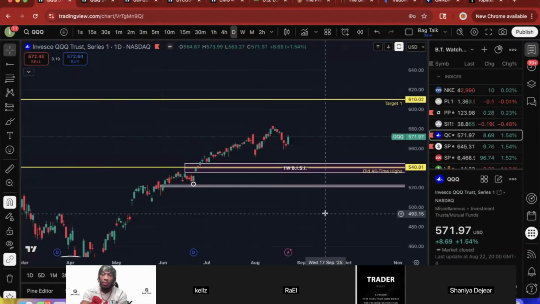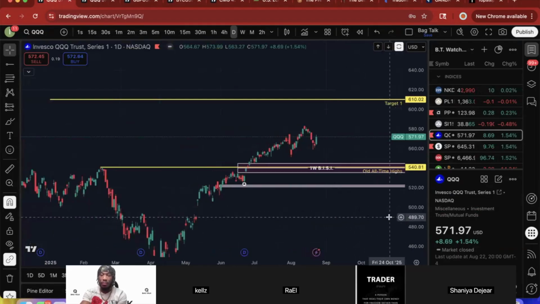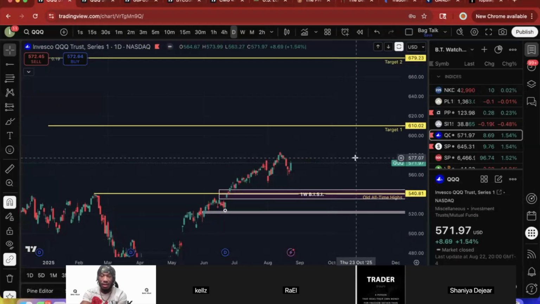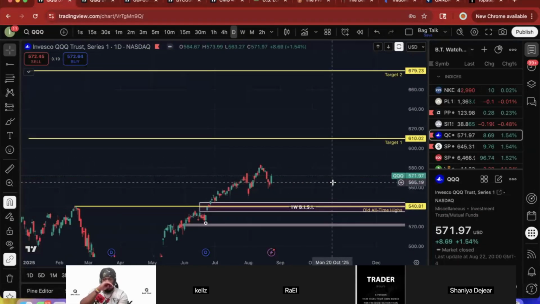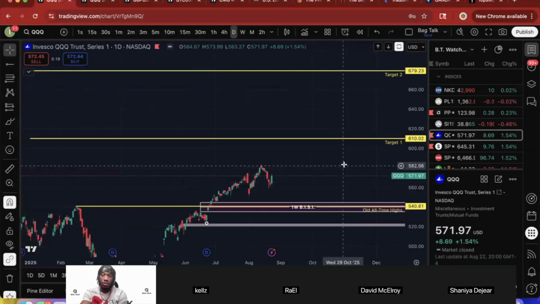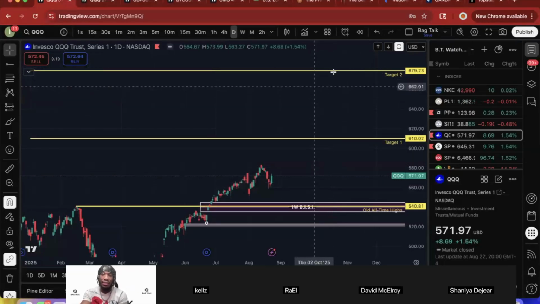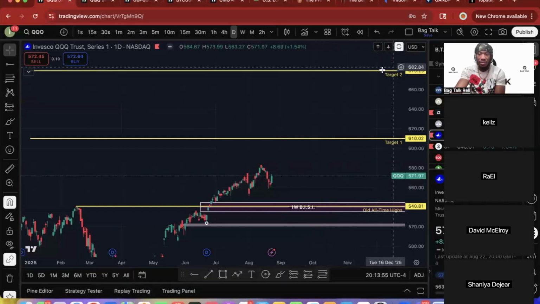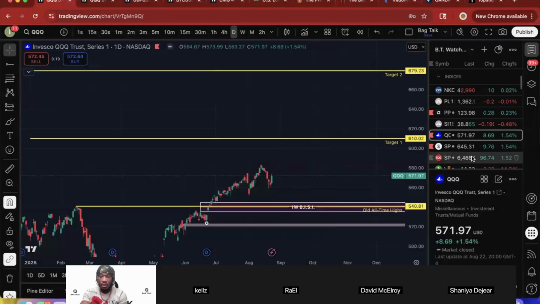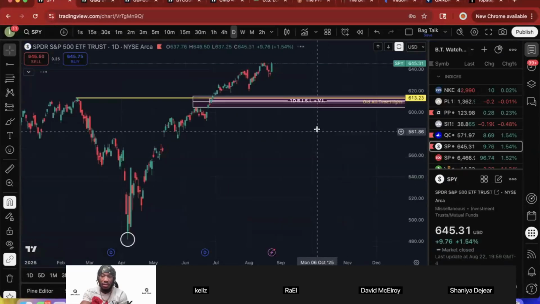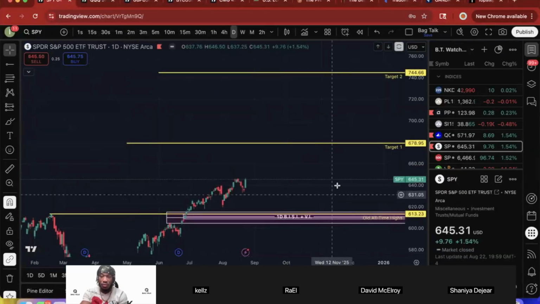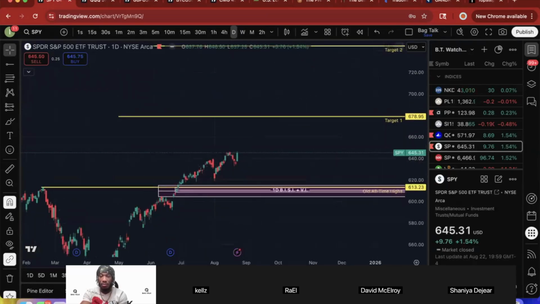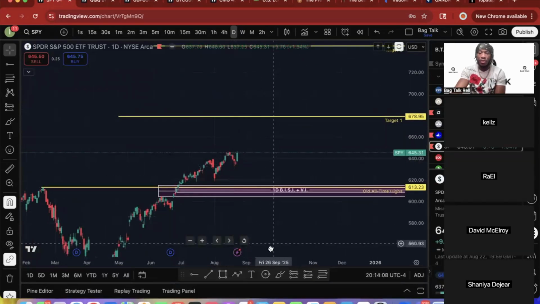QQQ, nothing different than what I said about NASDAQ. I just want to remind you guys of the targets that I gave a while back. Like I said, any dip in the market should get bought until QQQ hits 610 or 679. I like 679 better. 610 could cause turbulence, but I like 679 better. All right. Same thing with SPY. We got 678.95. We got 744.66. So obviously I'm talking about daily type retracements.